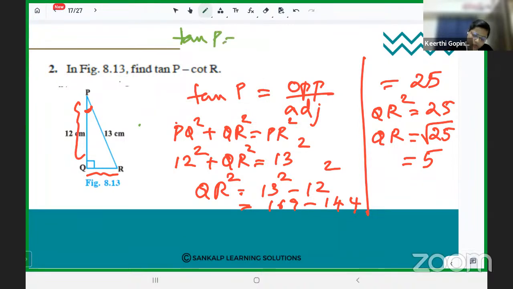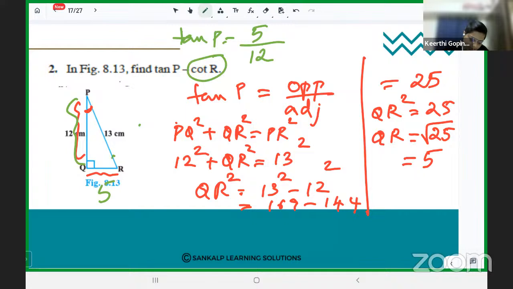Tan P is equal to opposite by adjacent. Opposite is now we have obtained it as 5. What is the adjacent side? Adjacent side is 12 centimeter, so 5 by 12. Now what we have to find out? We have to find out cot R.